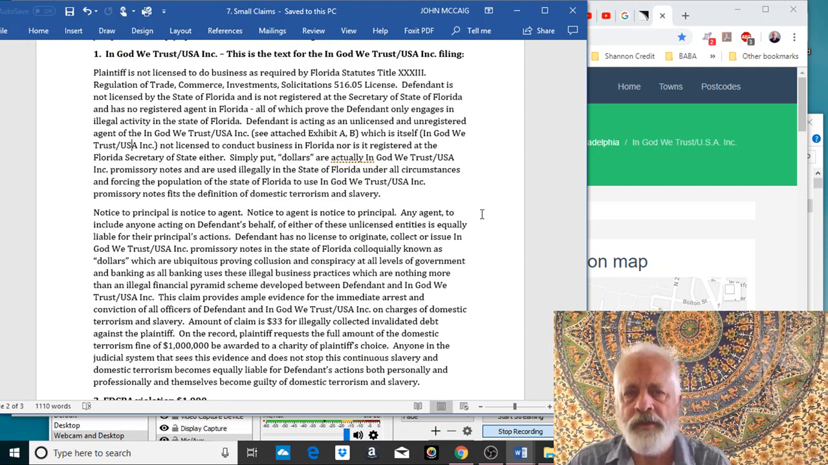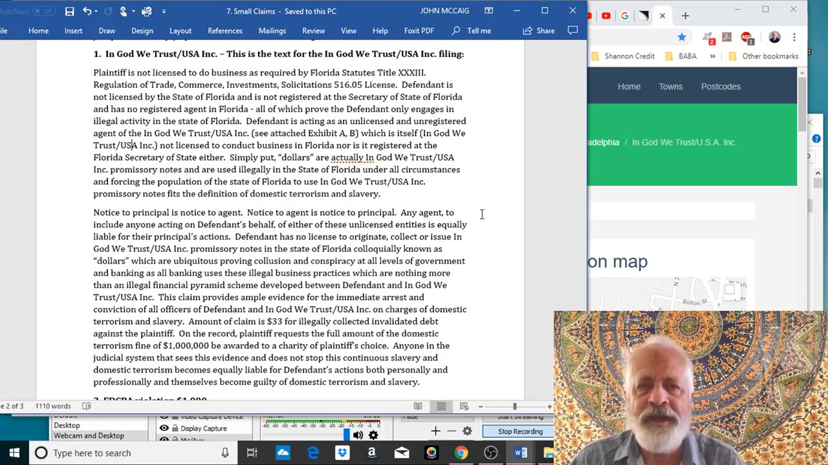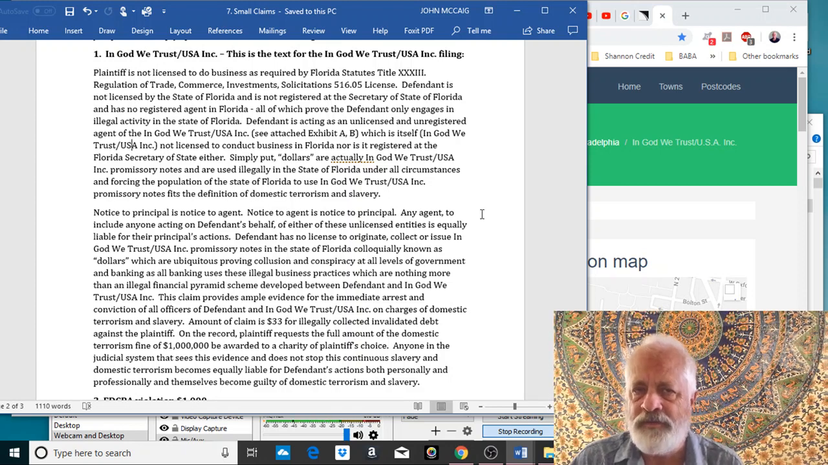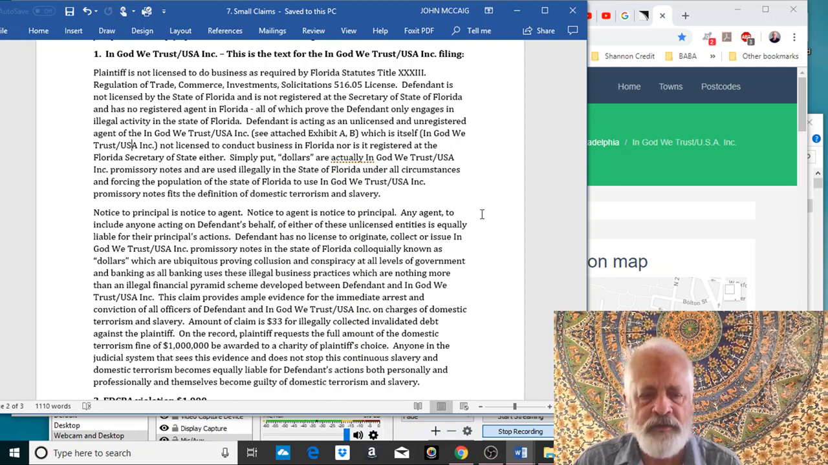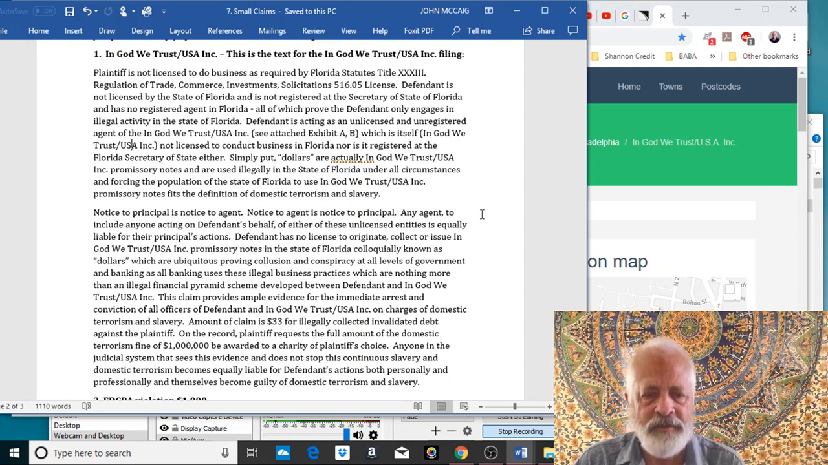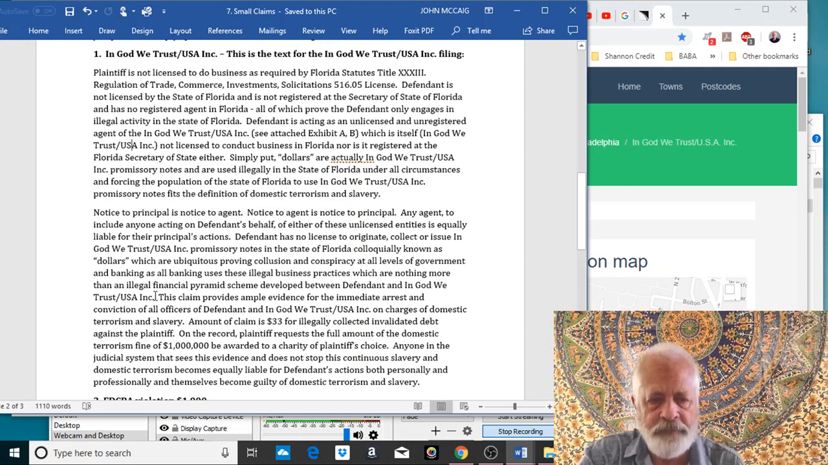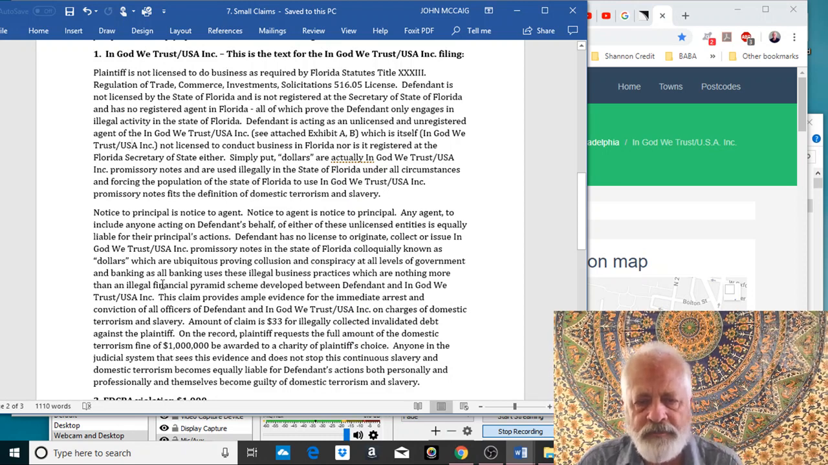See, if they want dollars, they're saying they owe them. They're saying they are a part of this trust. So that's collusion between them. You see? Domestic terrorism, they're involved, both entities, and the individuals who are from those entities. Okay, let's keep going on here, right? Right here. This claim provides ample evidence for the immediate arrest and conviction of all officers of defendant and the In God We Trust USA Inc. on charges of domestic terrorism and slavery.